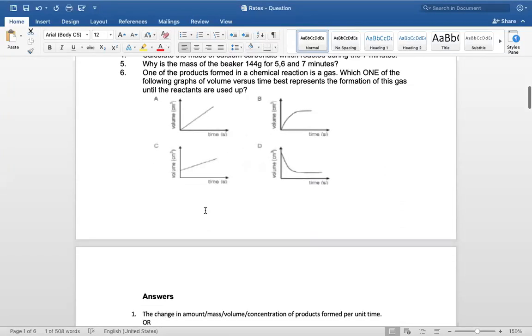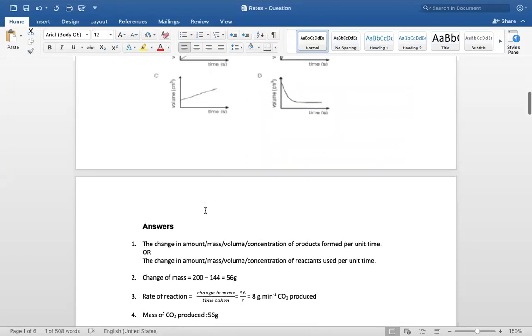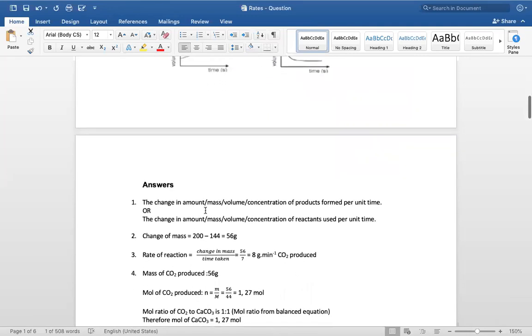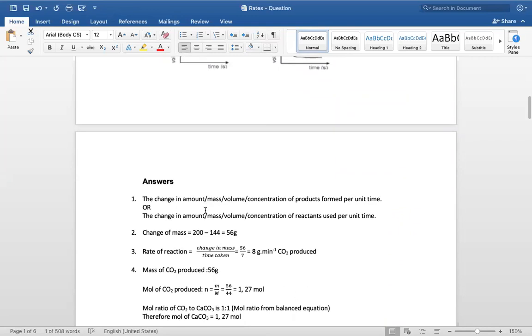So we want the mass of calcium carbonate. Let's see how this is going. We got a 56, we got a 1,27. The mole ratio is 1:1, and we can say that's what we've got, right? Therefore, the number of moles of calcium carbonate will be 1,27 moles because the mole ratio is 1:1.